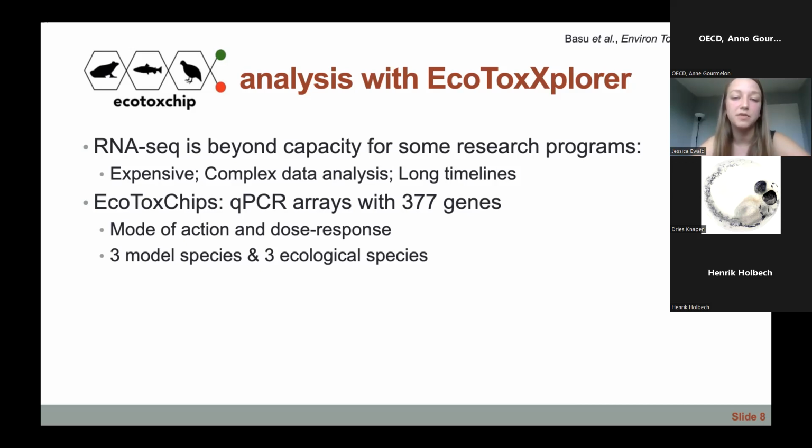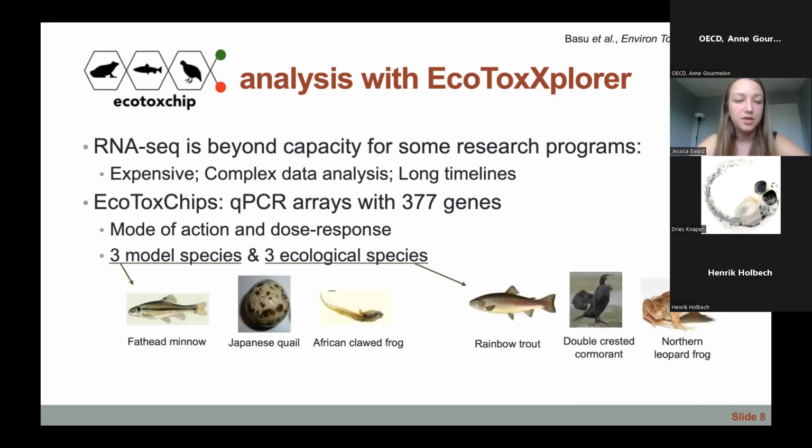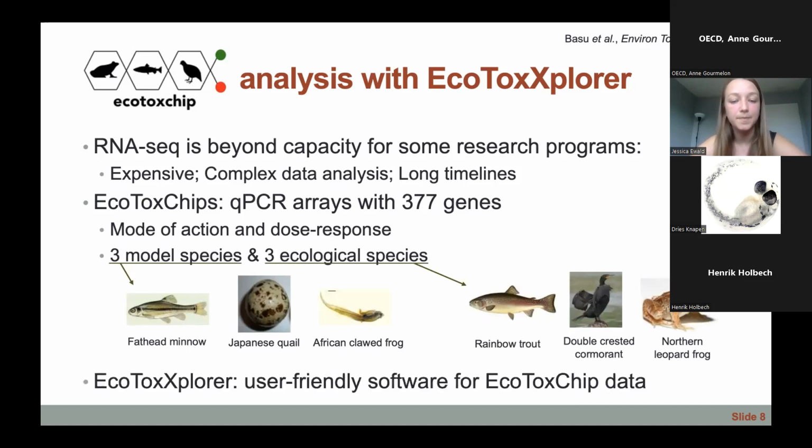These genes were specifically chosen for mode of action and dose response analysis by literature review and analyzing a whole bunch of RNA sequencing data to choose genes. The chips have already been developed for 3 model species, commonly used in environmental toxicology, and they're just about done being developed for 3 more specific ecologically relevant species that are relevant to the Canadian context. And then Ecotox Explorer is the web tool for analyzing all of this data.